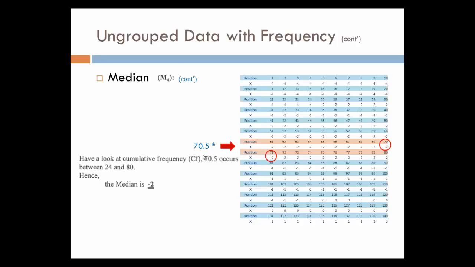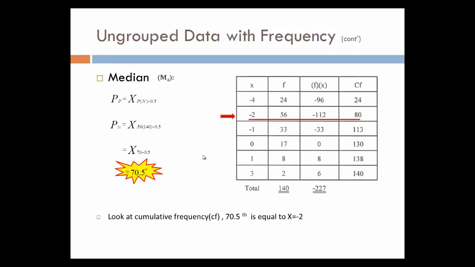Again, you can see we show the work again on the next page. We see cumulative frequency. We have 24 persons there, but we are going to 70.5. 70.5 is part of 80. And this 80, 70.5, is associated with -2. And that is how we get the value.